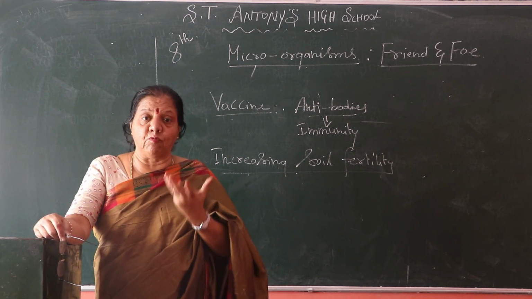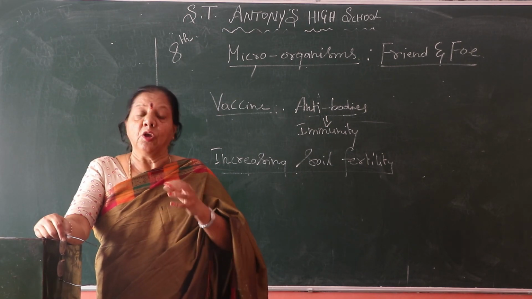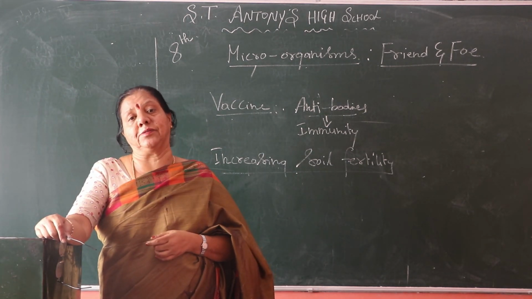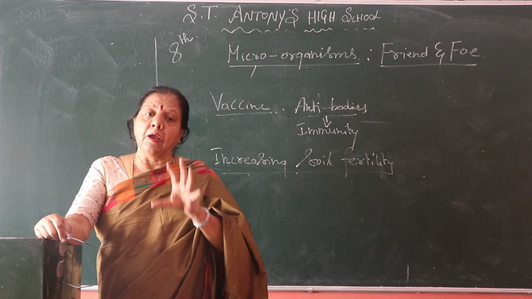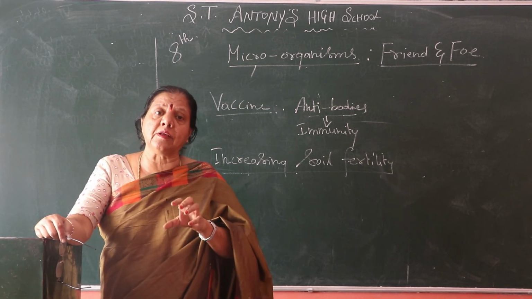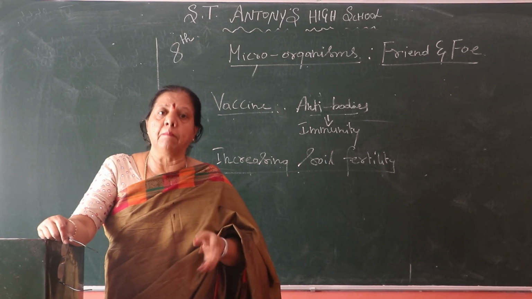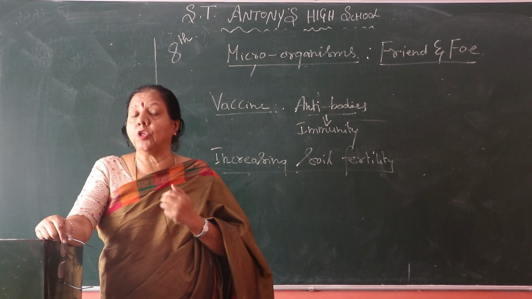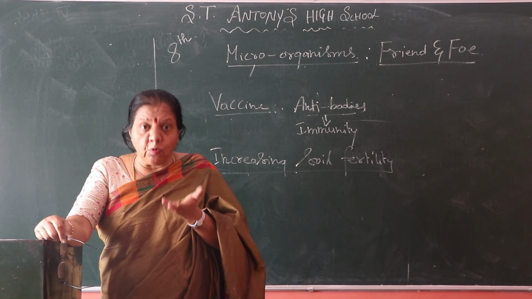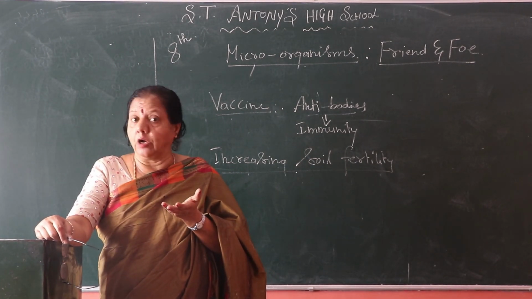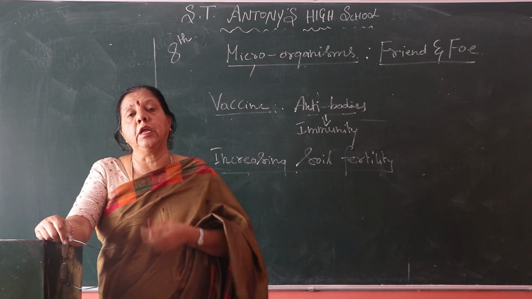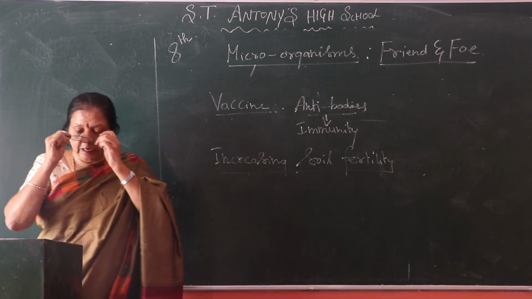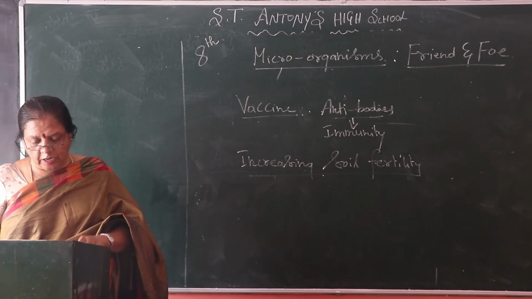See, people drink wine, alcohol, etc. So many things are developed. Some are advantages, some are disadvantages. These are all processes going on by microorganisms. So it is so friendly. You must know. Did you know all these things earlier? Not at all. Today you are lucky in your 8th standard, children. Okay. So the next heading, according to your textbook heading only I am going.